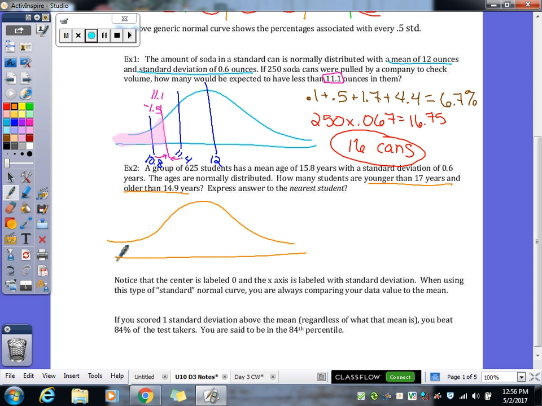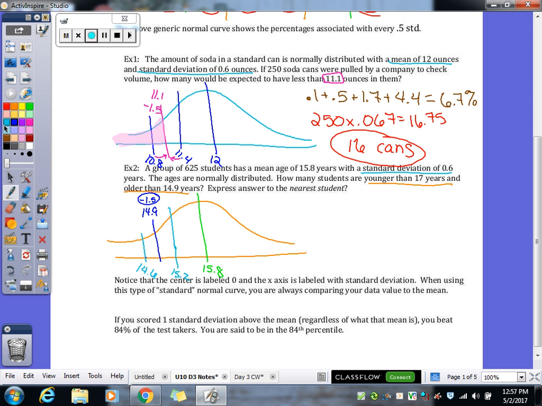So again, we'll start with our curve. Right in the middle of our curve is going to go what? 15.8. So again, we've got to figure out where on the curve is 17 years of age going to be and 14.9. So we're going to start some subtraction here. Our standard deviation is 0.6, so 15.8 minus 0.6 would give us what? 15.2. So minus 0.6 again would give us 14.6. So 14.9, would that fall equally between these two? Yes. So there's our 14.9. We found where that's going to fall. That's at negative 1.5 standard deviations.